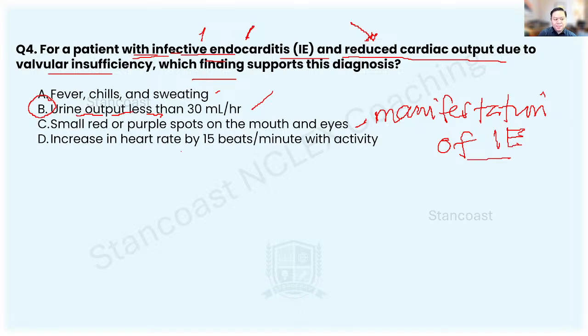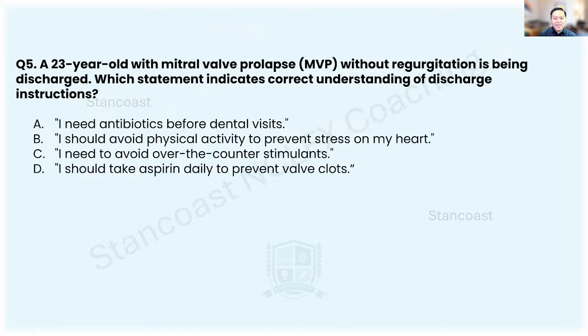Now, let's take a look at letter D. Increase in heart rate by 15 beats per minute with activity. Well, a slight increase is actually considered normal, okay? So we're going to eliminate letter D as well. So we are left with letter B, urinary output less than 30 mLs per hour, okay? I know it's kind of tricky here that we have the infective endocarditis, but here we also have the reduced cardiac output. Now, moving on to question 5.